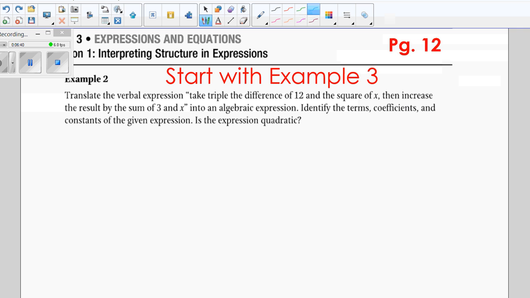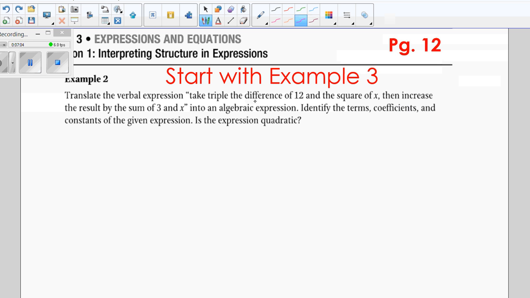Alright, example 2 says that you're going to translate the verbal expression. So we're going to take triple the difference of 12 and the square of x, and then we're going to increase that result by the sum of 3 and x. We're going to translate this into an algebraic expression so that we can identify the terms, the coefficients, the constants, and determine if it's quadratic. I know that you guys have some difficulty when you write these, and it's kind of difficult to figure out where to start, so here's my suggestion.